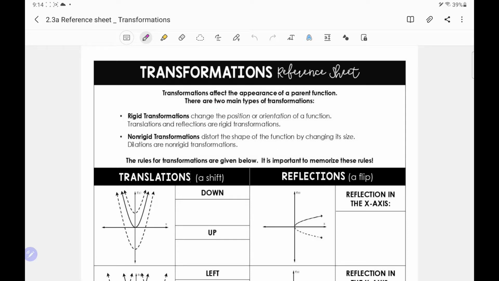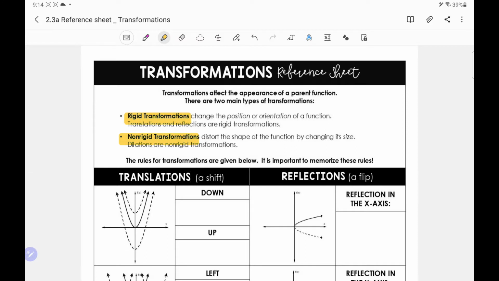Transformations affect the appearance of a parent function. There are two main types of transformations. So we've got rigid transformations. They change the position or orientation of a function. Translations and reflections are rigid transformations. Non-rigid transformations distort the shape of the function by changing its size. Dilations are non-rigid transformations. The rules for transformations are given below.